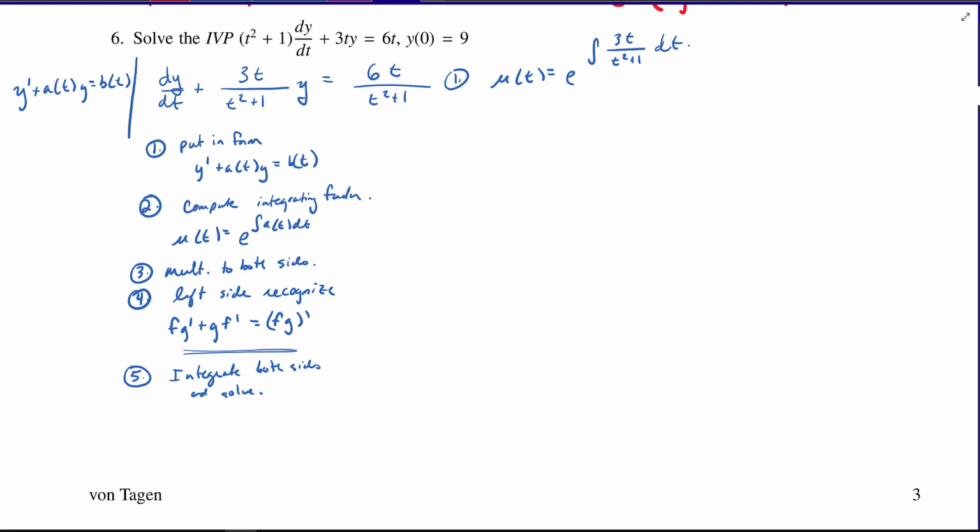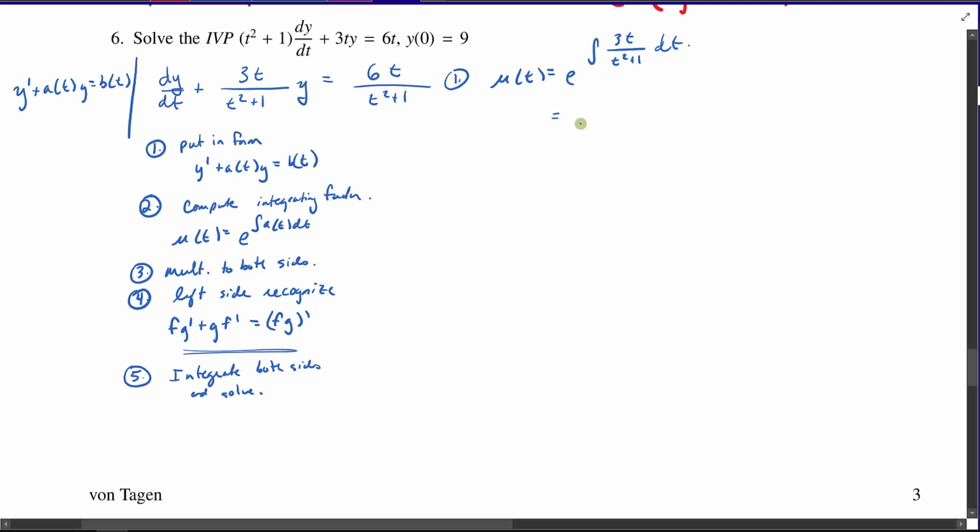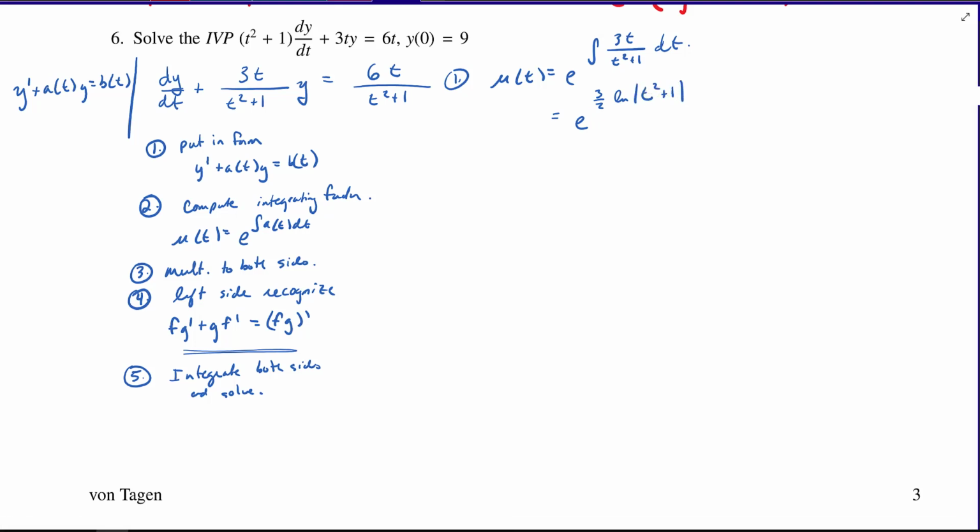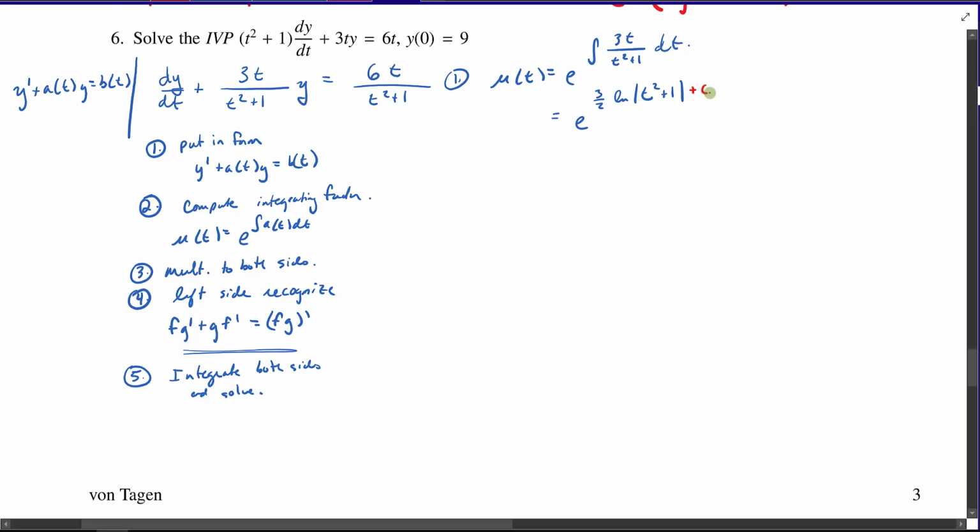And so you could do a u substitution if you wanted on this. This comes out to be e to the 3/2 times the natural log of the absolute value of t squared plus 1. And I would double check that. Folks, as a reminder, I'm not going to usually write this, but there is a plus c there, but then we always pick c equal to 0 whenever we do this.